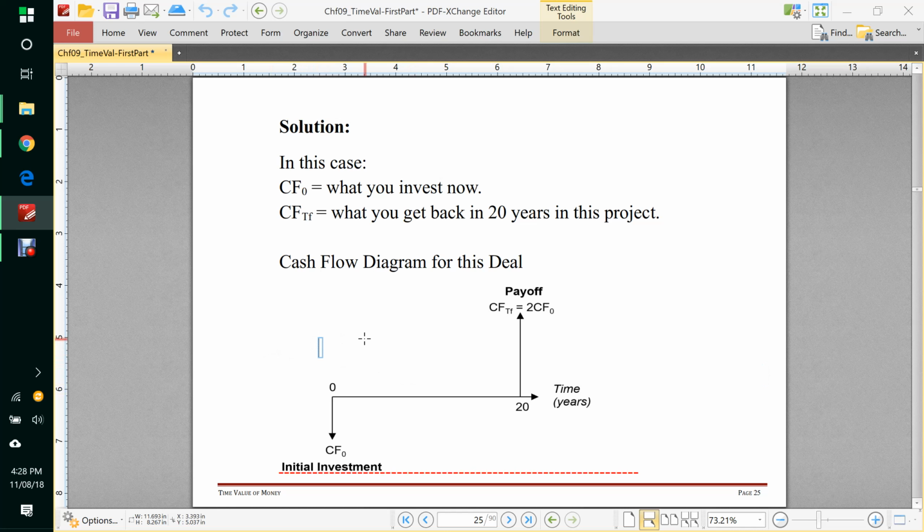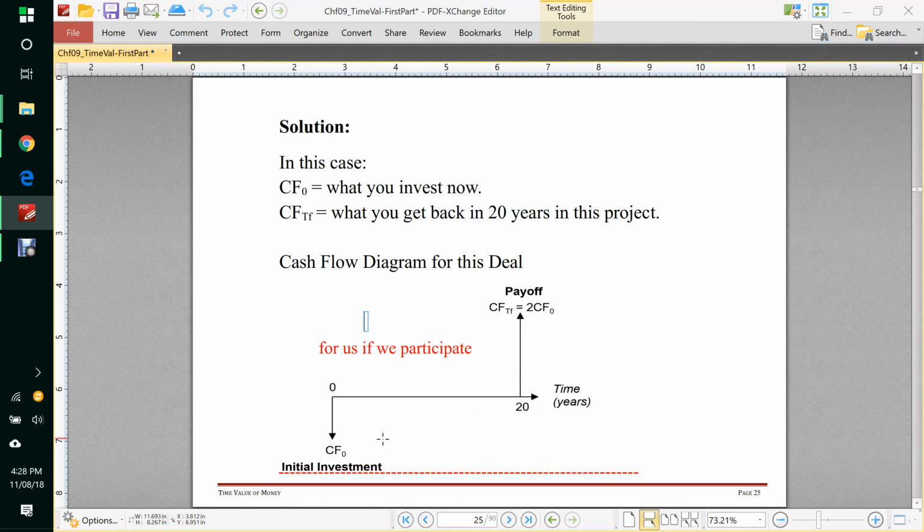Okay, this would be for us if we participate. Okay, why is it for us and not Velocity? Because we would be putting money in, we would be giving money to Velocity at t equals 0, and then 20 years later we would be getting money back.